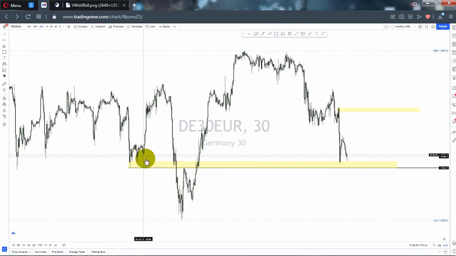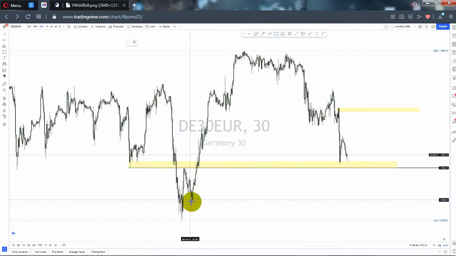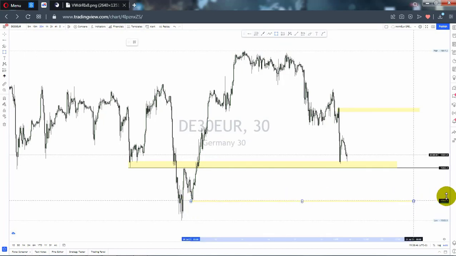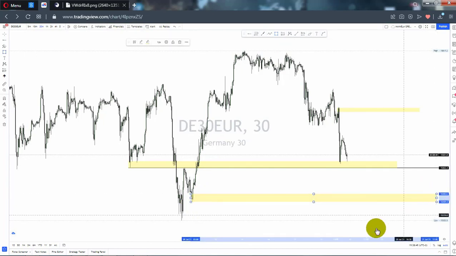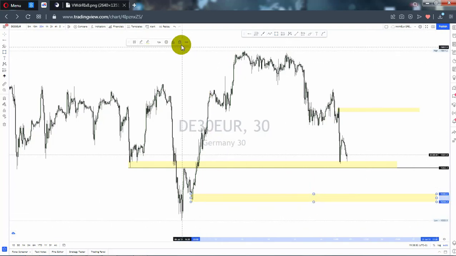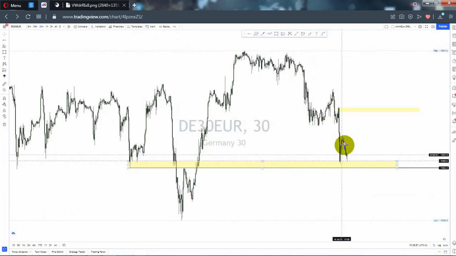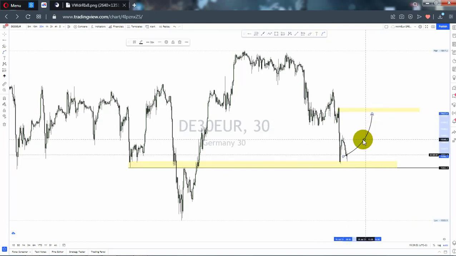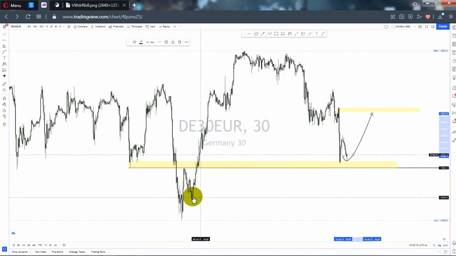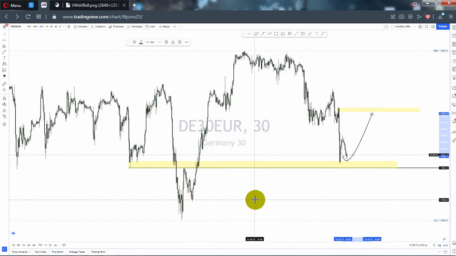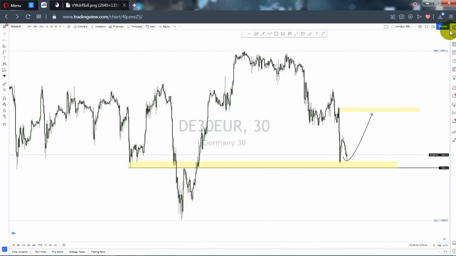But if they break this QML pattern here, then my demand level is gonna be this one here. But for now, I'm not thinking about this one. I'm thinking about this QML pattern here. Then I'm gonna see what the market opens, what is their direction. Then I'm gonna monitor them until they give me a buy opportunity. If they break this one, as I said, I'm gonna look for them to give me a buy opportunity again somewhere around here.